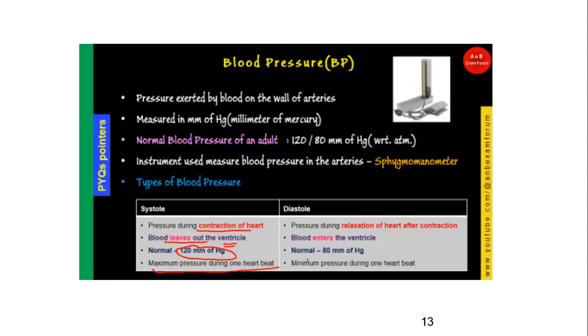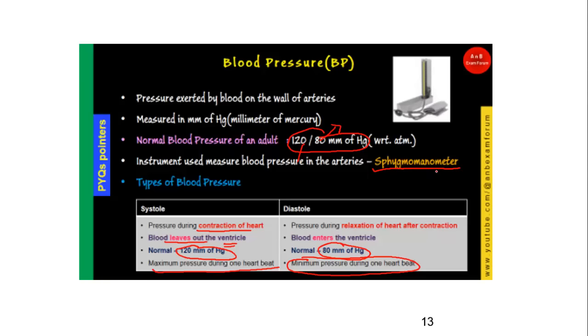It is the minimum pressure which happens during one heartbeat, and it is 80 mm of mercury. Okay, so the normal blood pressure is 120/80 mm of mercury. With respect to atmospheric pressure, you should remember 120 is the upper one, which is called systolic, and 80 is the diastolic. The instrument which is used to measure pressure is called a sphygmomanometer.